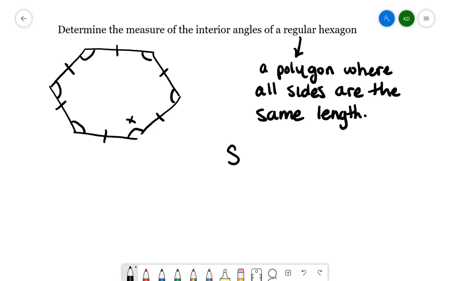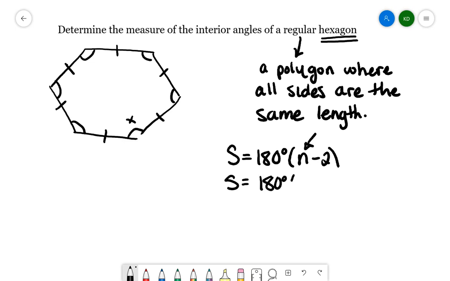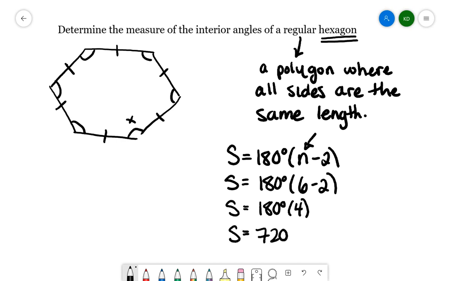Let's start with our formula. So S equals 180 degrees times n minus 2. In this case, n is talking about the number of sides. A hexagon has 6. So we'll have S equals 180 degrees times 6 minus 2. 6 minus 2, of course, gives us 4. And we're going to times that by 180 degrees, and what we'll get there is 720 degrees.